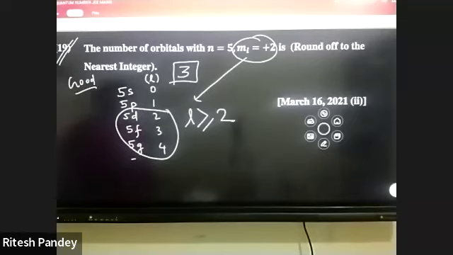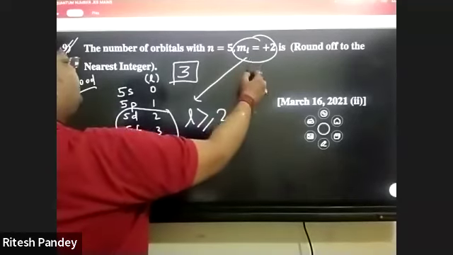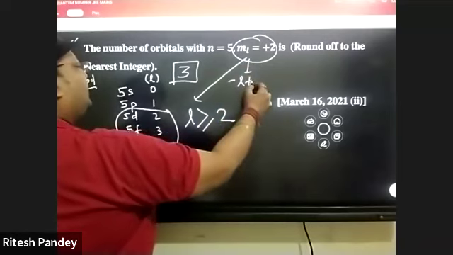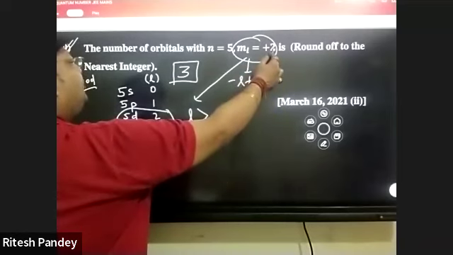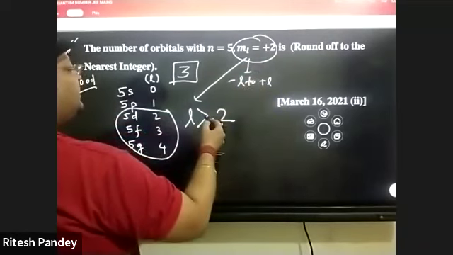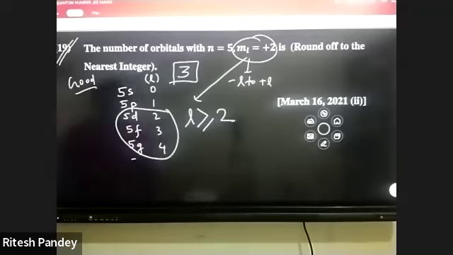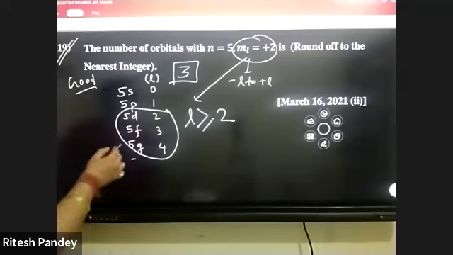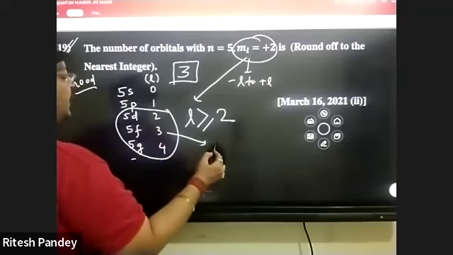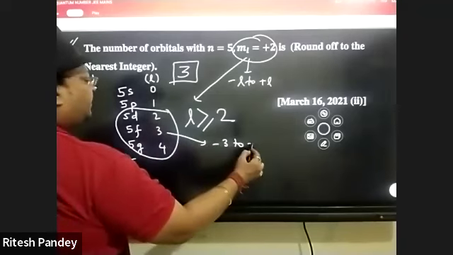Yes, sir. The possible value of ML, which is the magnetic quantum number, is from -L to +L. So +2 is possible only if the value of L is equal to or more than 2. In the sense, for 5s, you'll have 7 orbitals, which will be from -3 to +3.